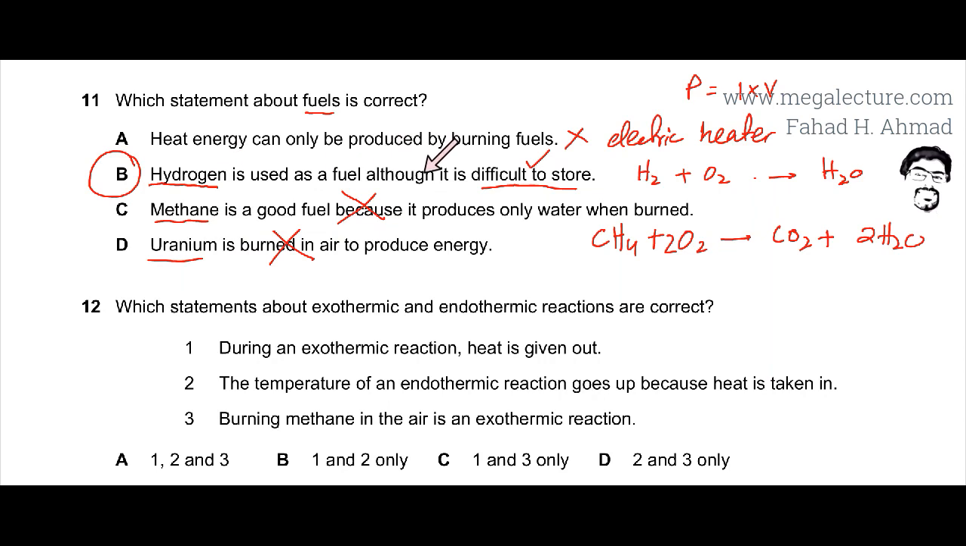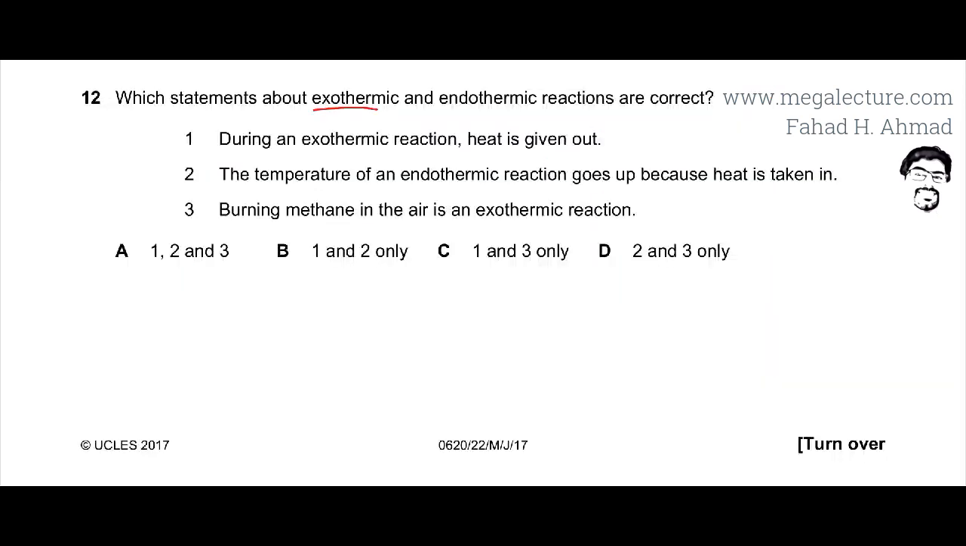Hydrogen is used as a fuel, although it is difficult to store it because it is a gas. The following MCQ reads: which statement about exothermic and endothermic reactions is correct? In an exothermic reaction, energy is released, whereas in an endothermic reaction, energy is gained. So which statement is correct? During an exothermic reaction, heat is given out, which is correct. So one is correct. Second one, the temperature of an endothermic reaction goes up because heat is taken in, which is incorrect.